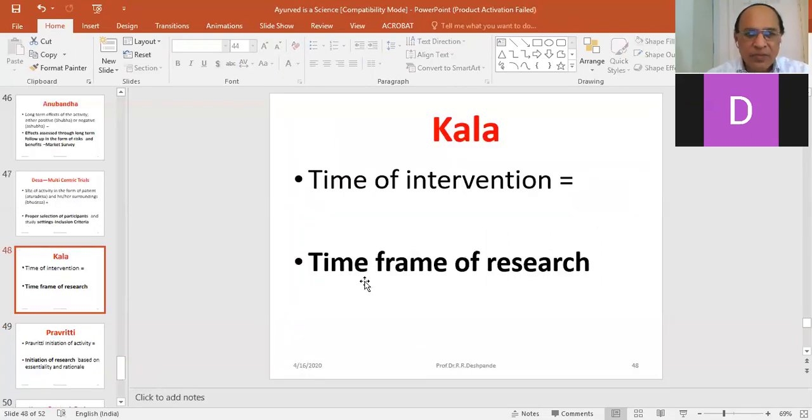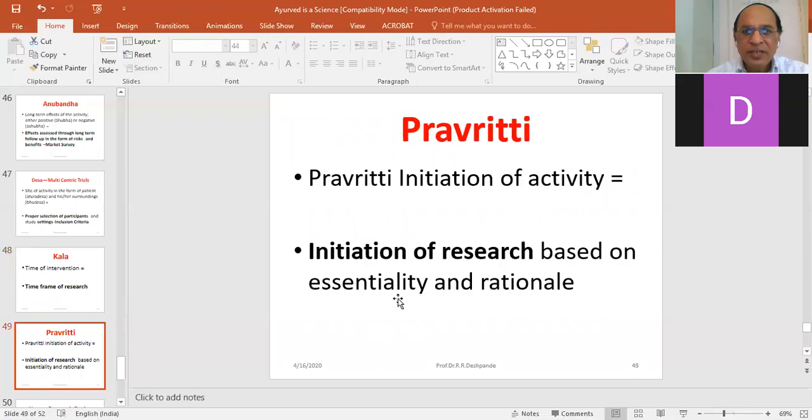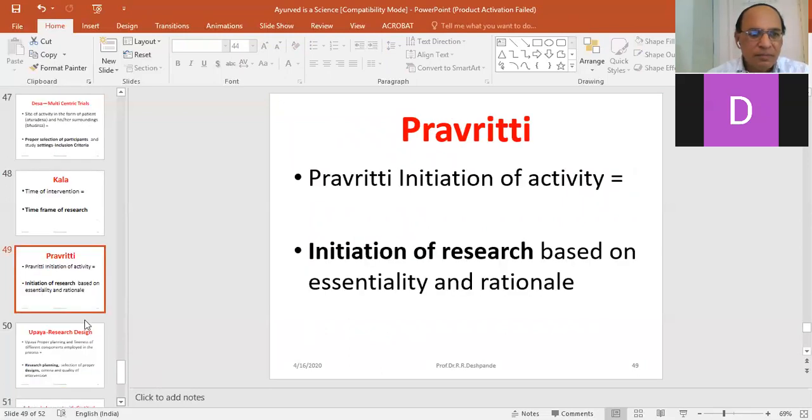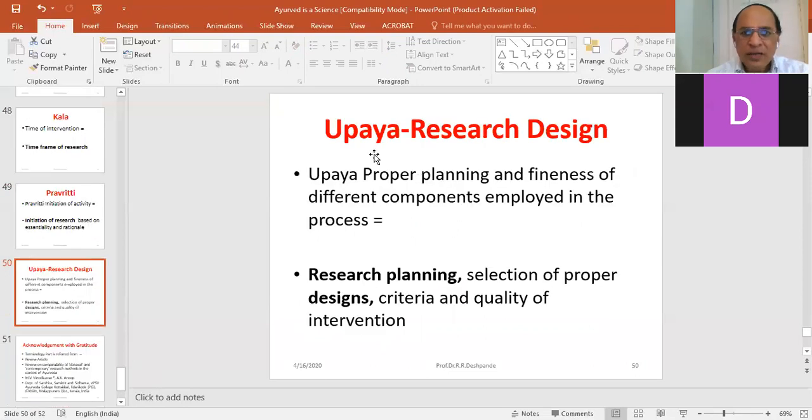Kal is the time frame of the research. Pravrutti is initiation of the research. Okay. Then Upaya, that is a research design. So this is all about it, this topic is completed now. Okay, this is the final about the research method, the ancient research method.